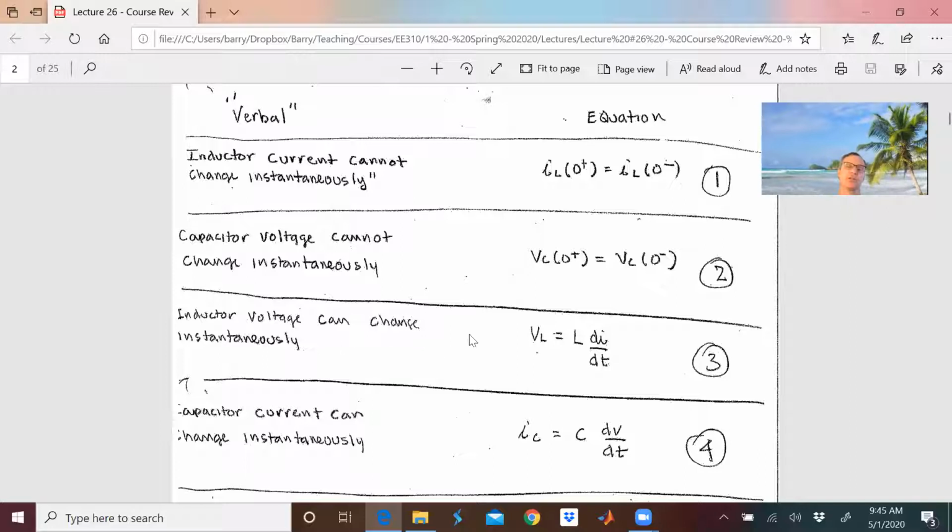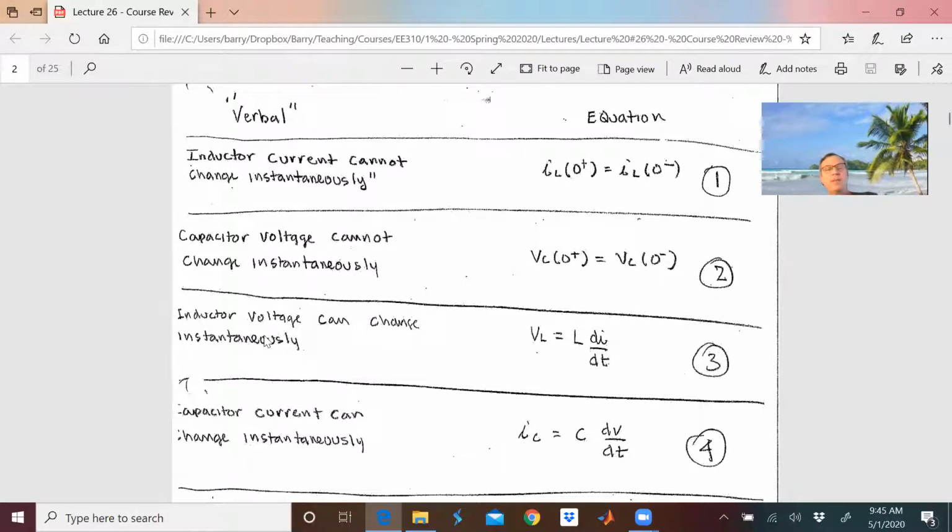So I can change the voltage across the inductor instantaneously, and I can change the current through a capacitor instantaneously. And you might ask, doesn't this violate the laws of physics?